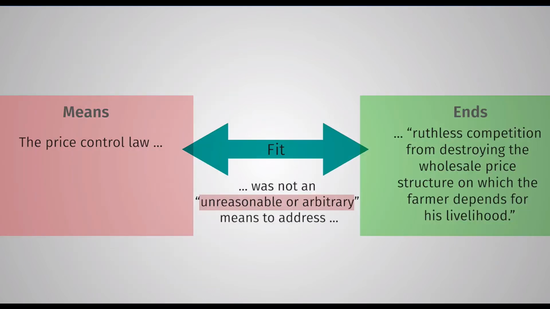Now, third, the court considered how the law accomplishes its purpose, and this is the relationship between the means and the end. What evils was the government trying to address? It was ruthless competition destroying the wholesale price structure on which the farmer depends for his livelihood. The court concluded that the price control law was not unreasonable or arbitrary, and it had a relation to this purpose. Therefore, Nebbia's conviction was proper.